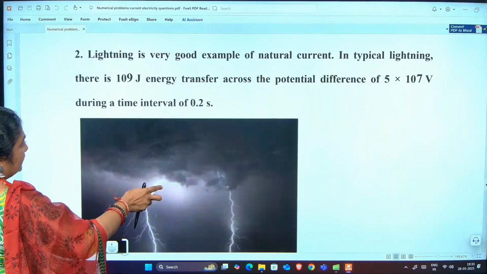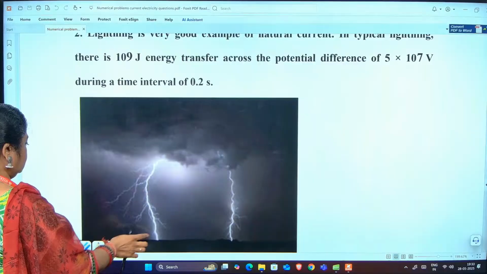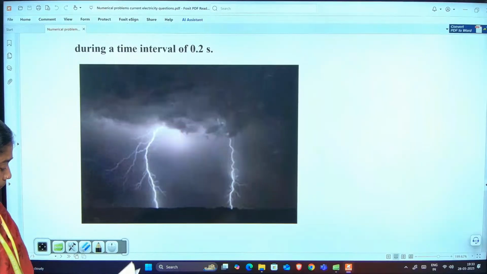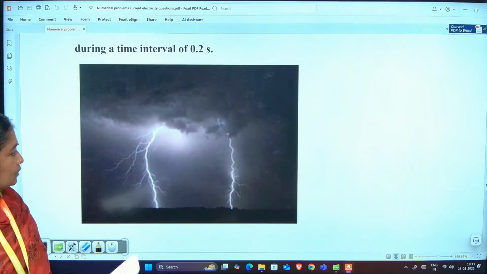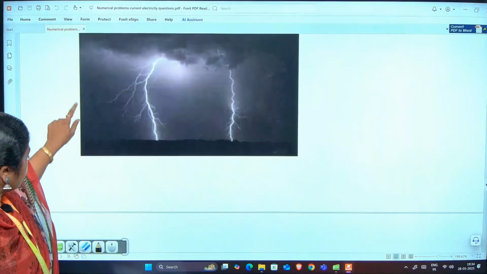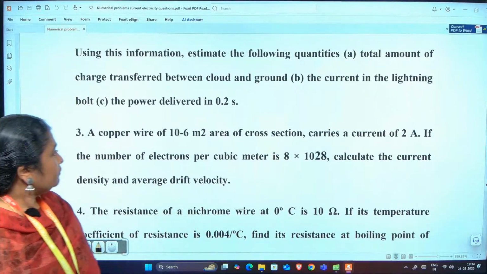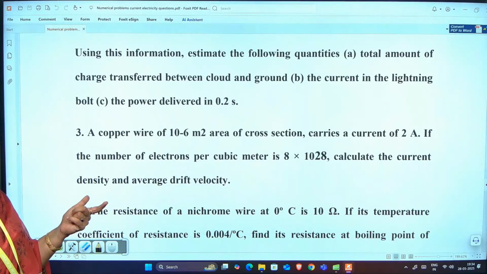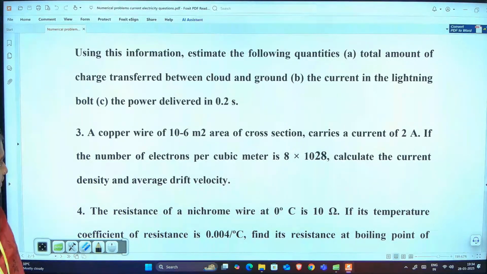Now you are asked to calculate the total amount of charge that is transferred and the current. Using this information, first find the total amount of charge that is transferred between the cloud and the ground. Number 2, the current in the lightning. And number 3, the power that is delivered within a time of 0.2 seconds.